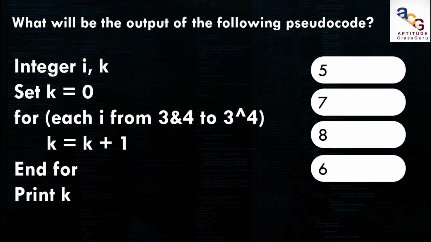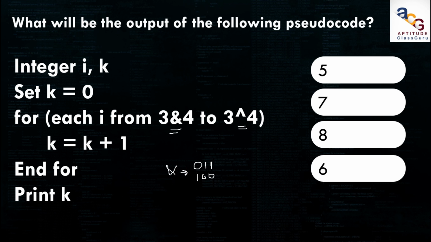Next one, what will be the output of the following pseudocode? Okay, integer I comma k, k equal to 0, for each I from 3 and 4 to 3 cap 4. So just look here, it is again bitwise operators. When you are performing bitwise operator conditions, I already told you that you have to convert them into binary values. What is the binary value of 3? It's 11, right? What is the binary value of 4? It is 100. So in order to equalize both of them, I am putting some 0.